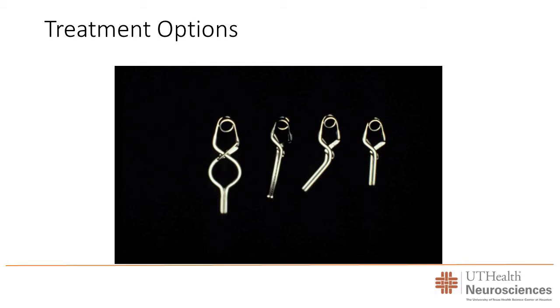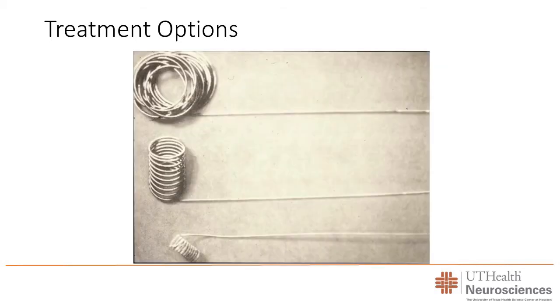This is an example of the different kinds of clips that exist. They come in all different shapes and sizes. There could be a hole for a branch to go through, like in the other picture, and we can size the clips exactly to the aneurysm shape.